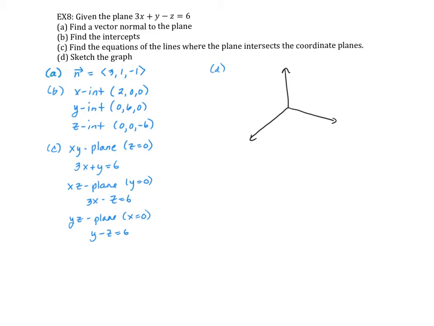And I got some negative values in there. So let's see, we have 2, 0, 0. I'll pretend like this is at 2. I have 0, 6, 0. I'll pretend like this is 6. But the z-intercept is 0, 0, negative 6.